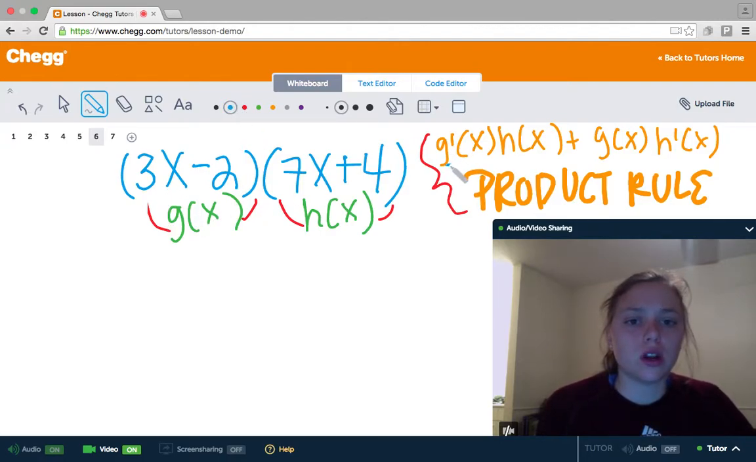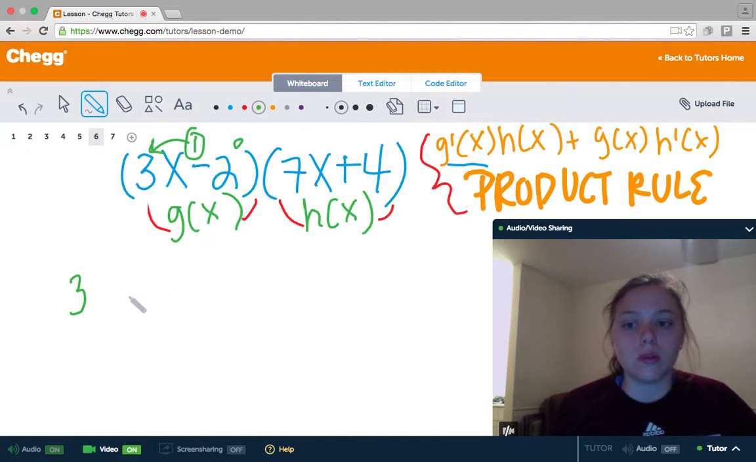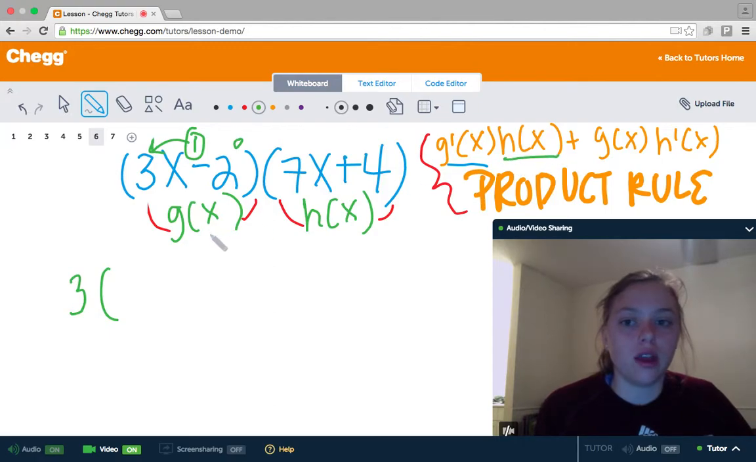So we're first going to start out with g prime of x. So the derivative of this, we're going to take that little imaginary exponent off of the x, multiply it times 3. 1 times 3 is just 3. Subtract an x, you're still going to have 3. And then this, of course, is going to be 0. So the derivative of g of x is just going to be 3. And then you're going to multiply that times h of x. And h of x is just 7x plus 4.